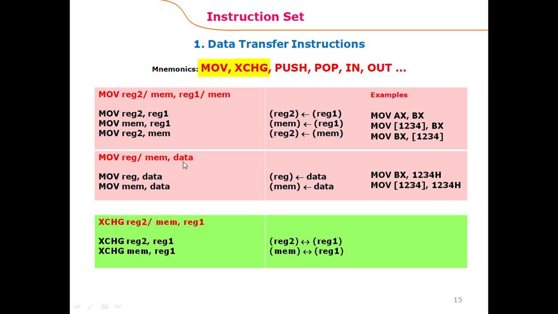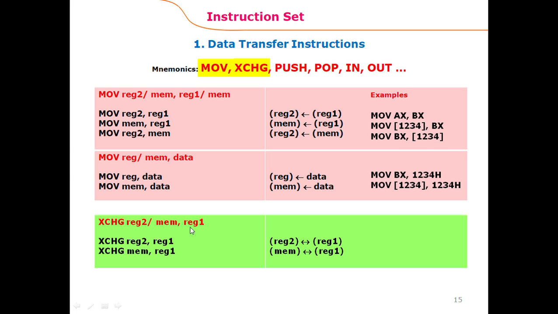In this category we have the exchange instruction. The exchange instruction exchanges data between these two operands. The source can be a register, and the destination can be either a register or a memory location. So this instruction exchanges the data between these two operands.